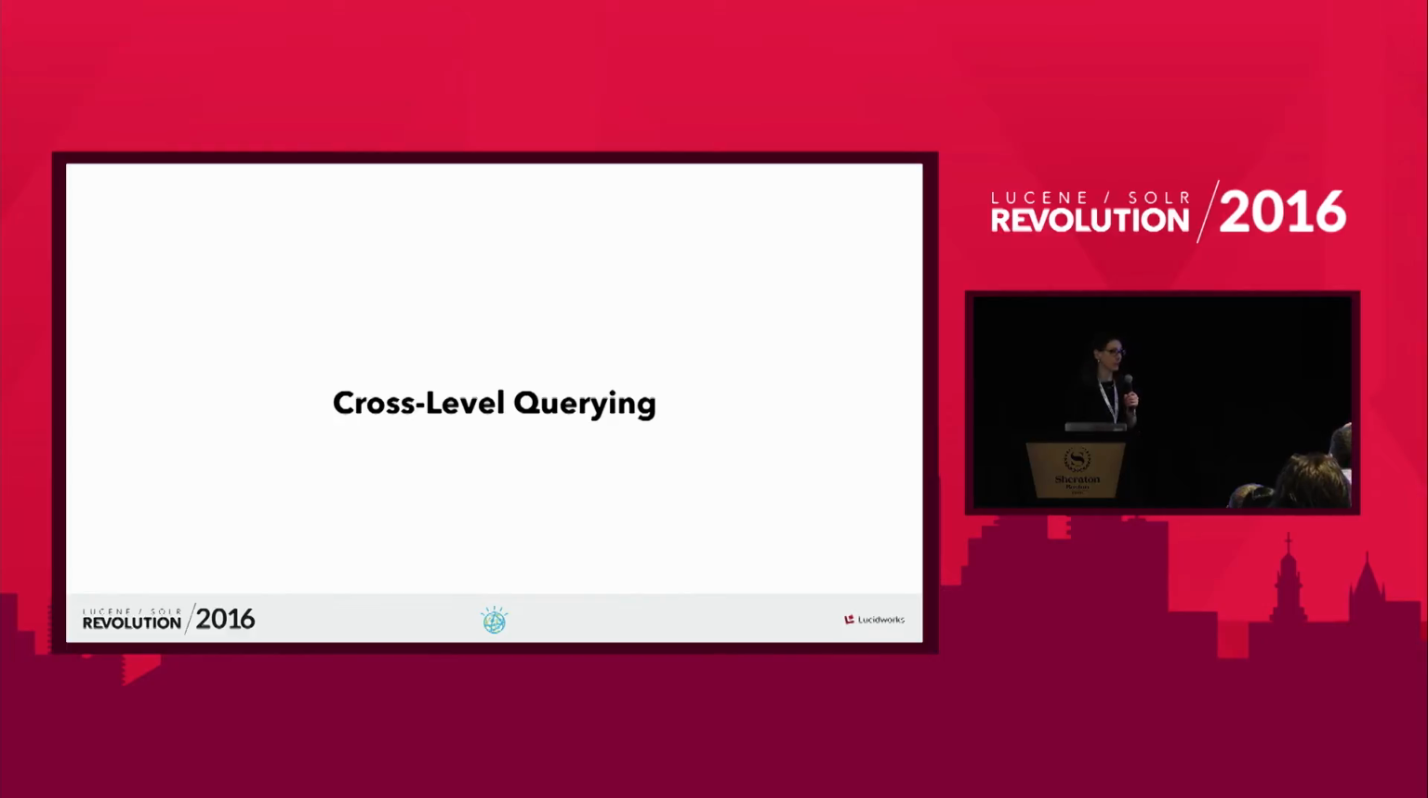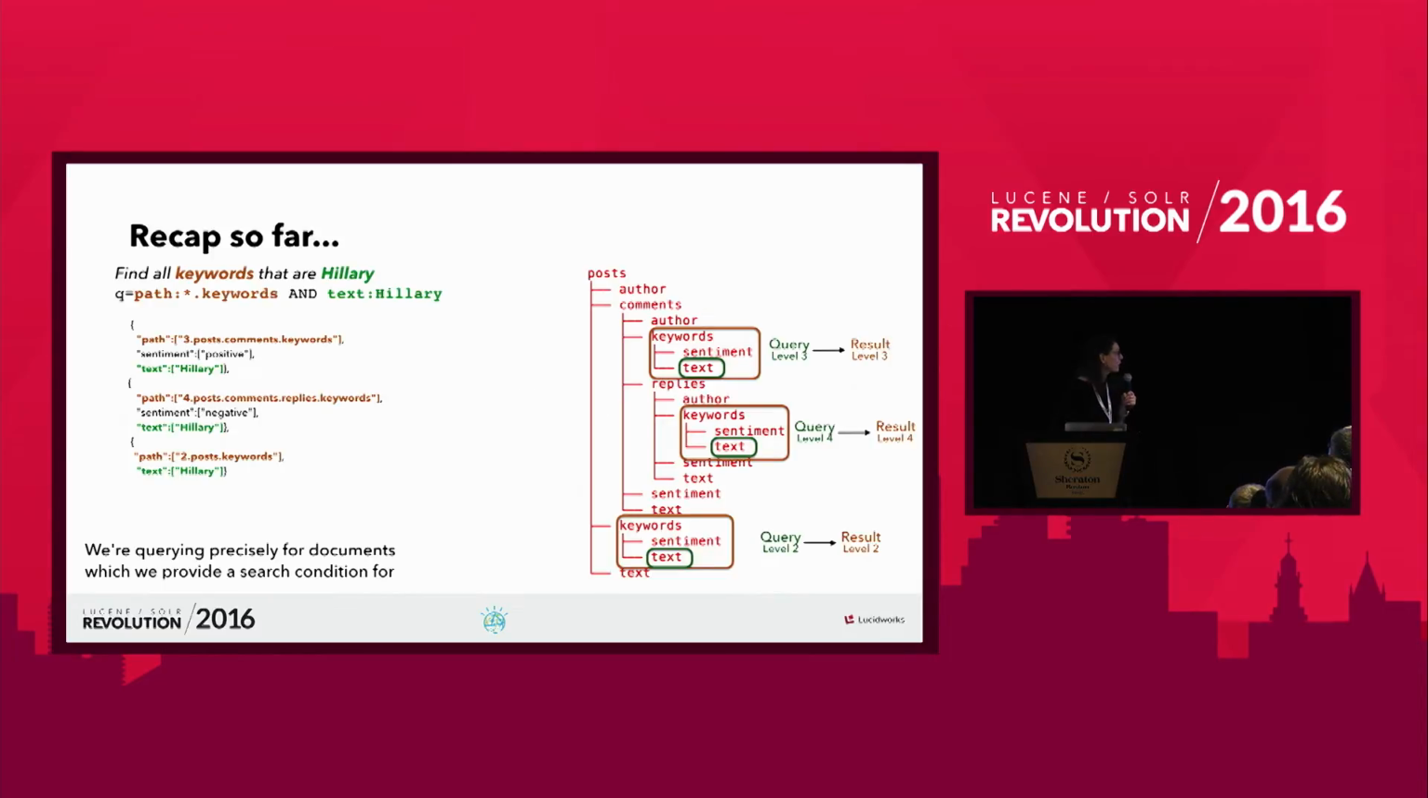So, we just saw Solr's capabilities of querying on data that is nested, but what we saw so far is that the condition on the documents that we are searching for and the documents that are returned are actually the same document. As you see in the example, we're querying for a text which has value Hillary, and we are returning the document where this text was encountered. So although the documents come from different levels, like from the third level, from the second, it's still like a flat query, like a regular type.